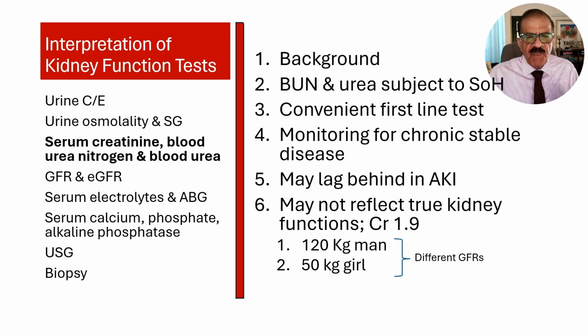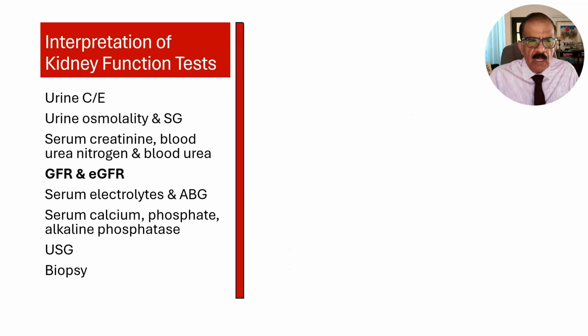So I think you must consider the proper perspective. Two different persons, although the creatinine is the same: 1.9 creatinine in this young girl would indicate very advanced kidney disease, whereas 1.9 creatinine in this big man with muscle could be normal. So now we come to GFR and eGFR.